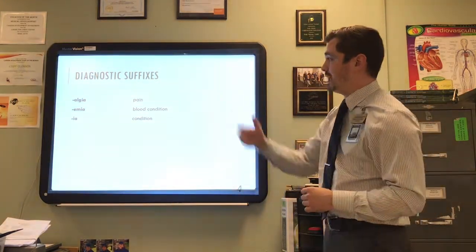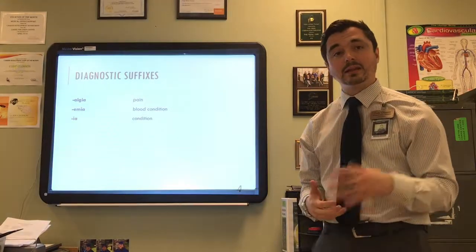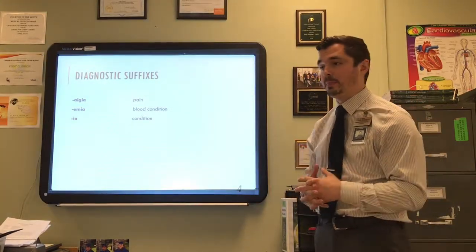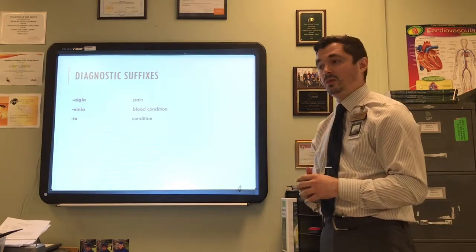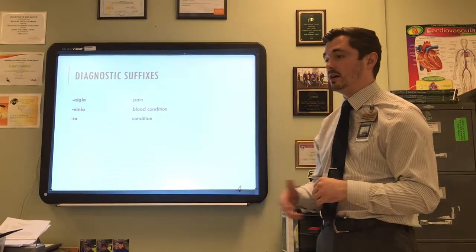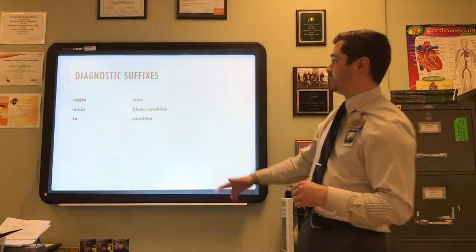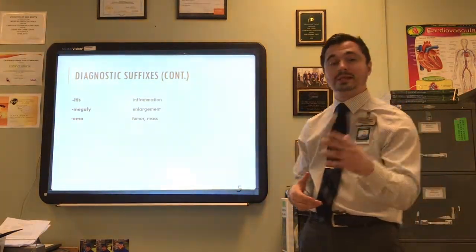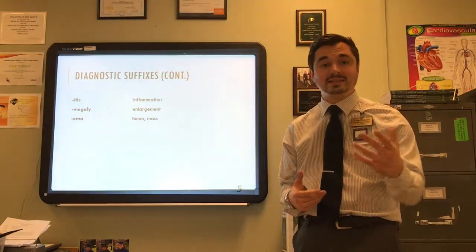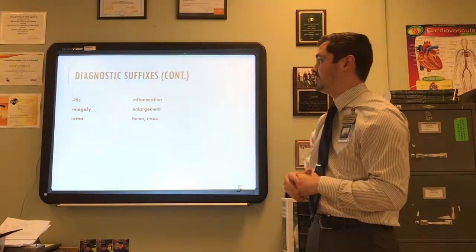So diagnostic suffixes, so the illnesses, the diseases, what the doctor tells you is going on with you. We have algia, which means pain, like neuralgia is nerve pain. Anemia is a blood condition, so anemia would be a blood condition without. IA is a term that means condition. Itis, you'll hear it all the time. Hepatitis, appendicitis, okay, that means inflammation.